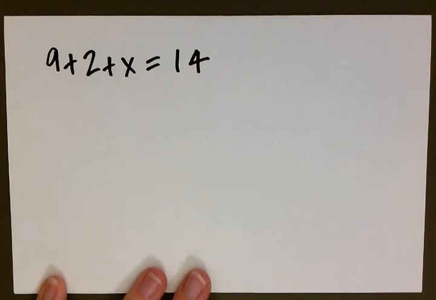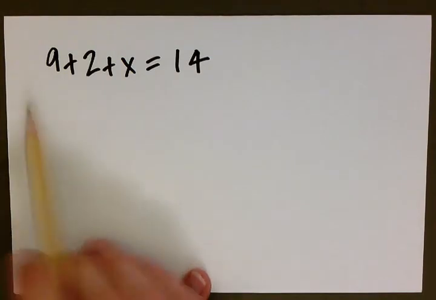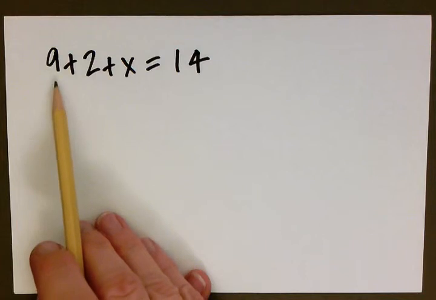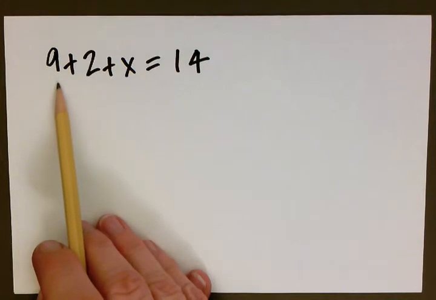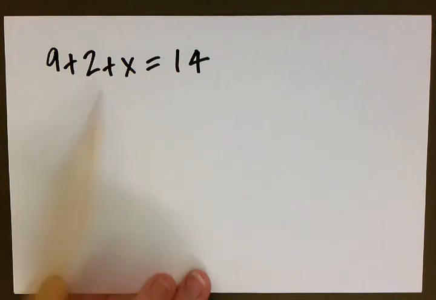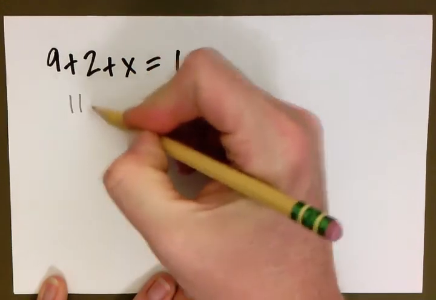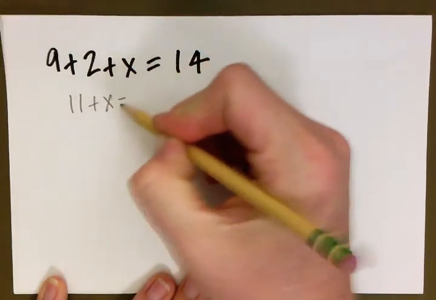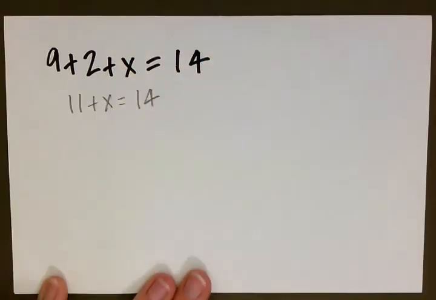Now we want to solve. The first thing we want to do is combine like terms, and in this case, on the left side of the equation we have 9 plus 2. We know that 9 plus 2 is 11. And now we have an equation that reads 11 plus x equals 14. Our goal here is to get our variable all by itself on one side of the equation. In this case, we're going to leave the variable x all by itself on the left side of the equation.